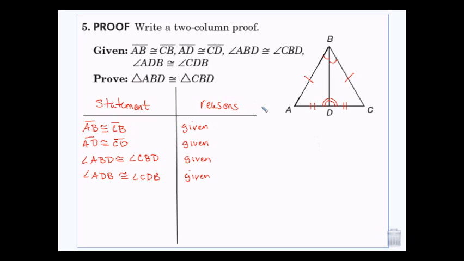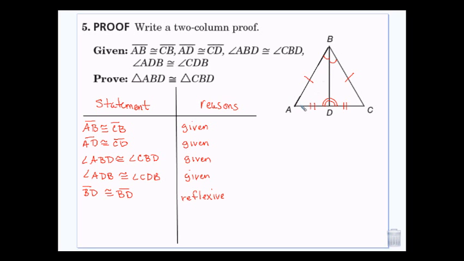Now, I want to prove that the triangles are congruent, which means I need all 3 sides to be the same and all 3 angles to be the same. I've got 2 of the sides. What do I know about this side? It's congruent to itself. BD is congruent to itself. That's the reflexive property. Anytime you're equal to or congruent to yourself, it's reflexive. Okay, so now we have all 3 sides.